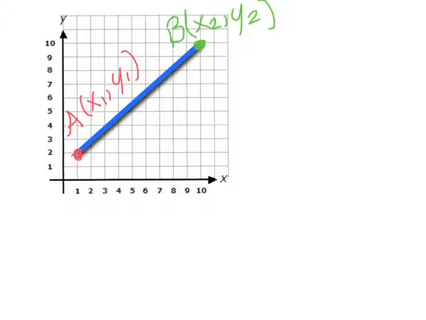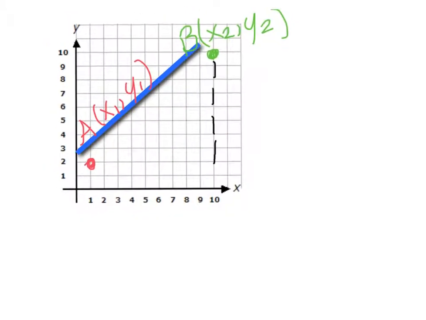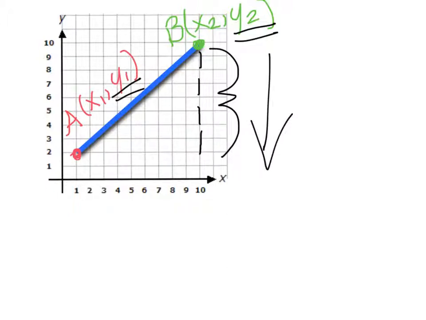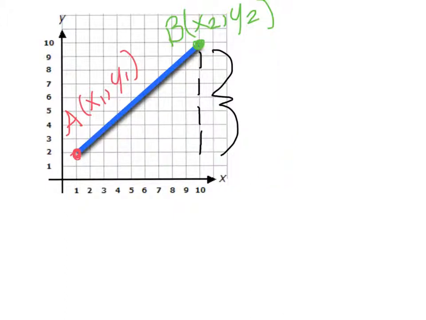So the question is, what is this vertical distance? I'm going to draw a dotted line there to indicate that distance. So I have my dotted line in black. Well, what is that distance? Well, it's going to be the difference between y2 and y1. That's what this length is. So let's go ahead and write that out. The difference between y2 and y1. Okay, so we have that for our vertical distance.